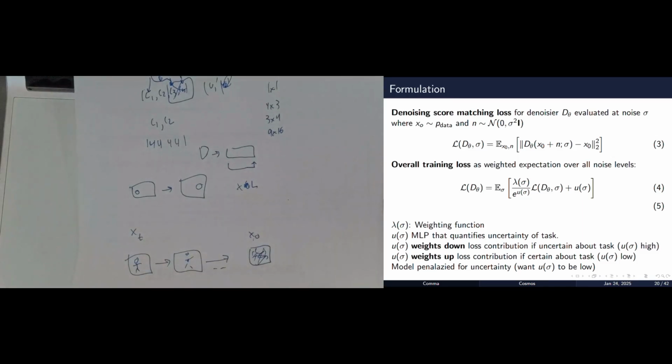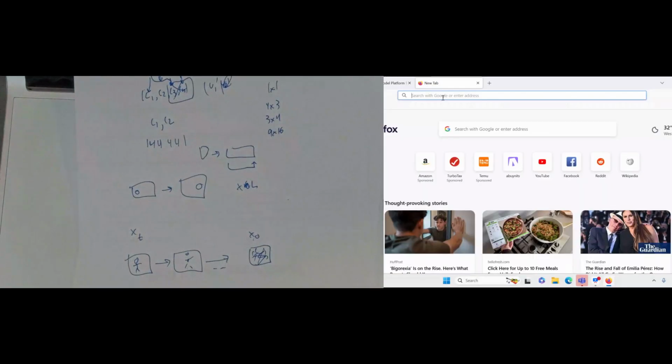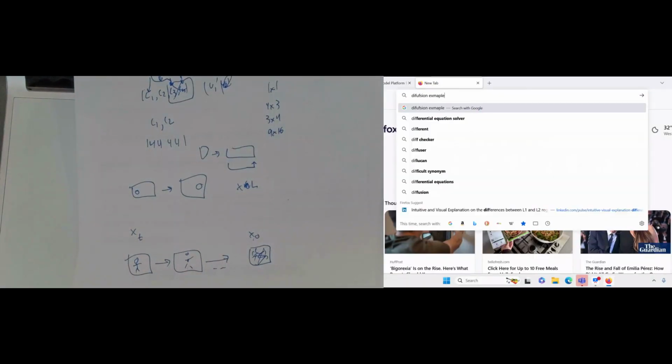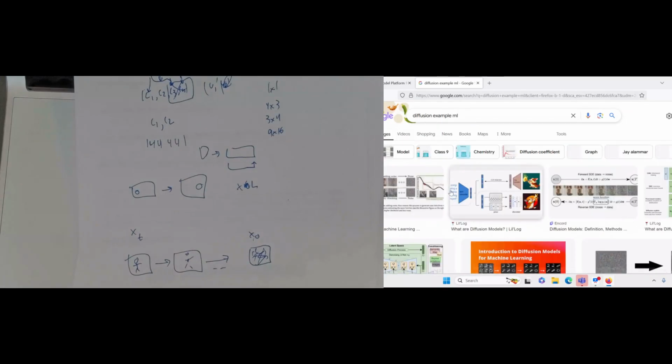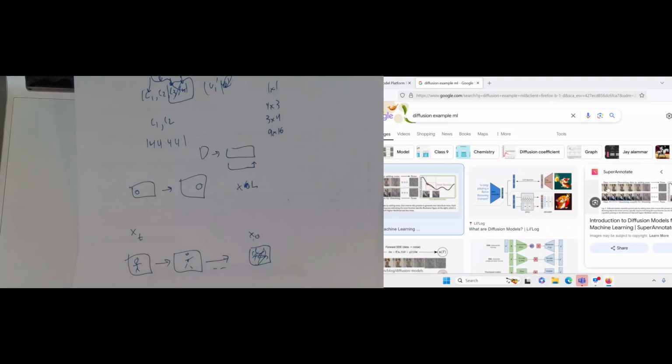I think, actually, let me just quickly Google this. This will make sense. Diffusion example. Images. No. ML. This. Please don't make me give you my soul when I log in.